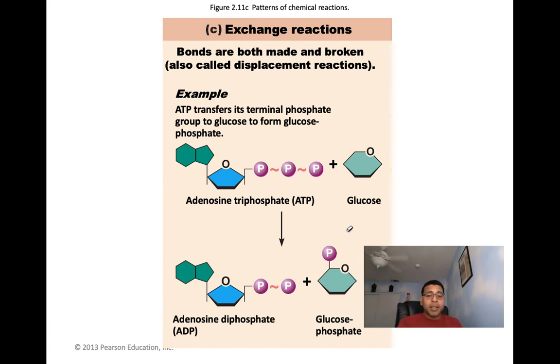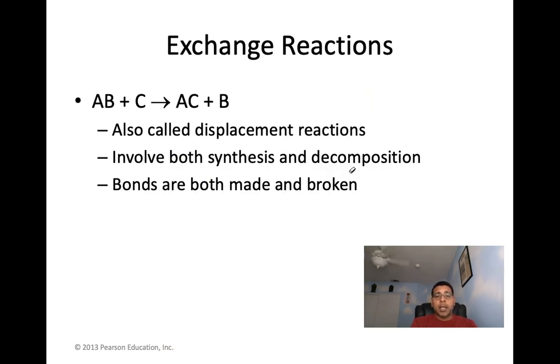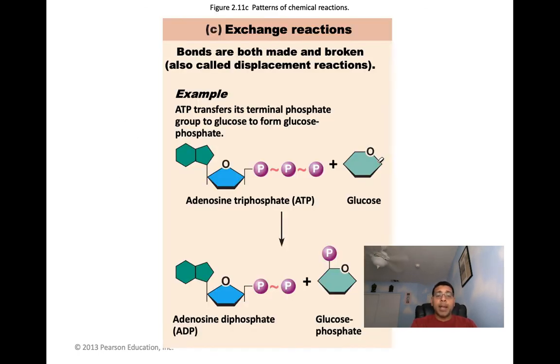Pretty crazy, pretty crazy, when all this stuff comes to life. So ATP then becomes ADP, adenosine diphosphate, no longer triphosphate, lost a phosphate. So an exchange reaction involves both synthesis and decomposition. So bonds are both made and broken.